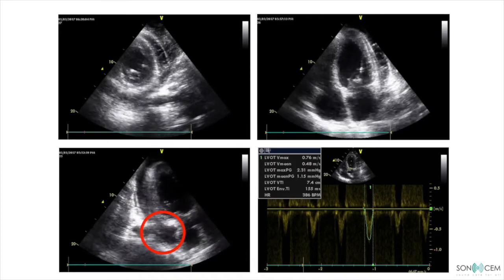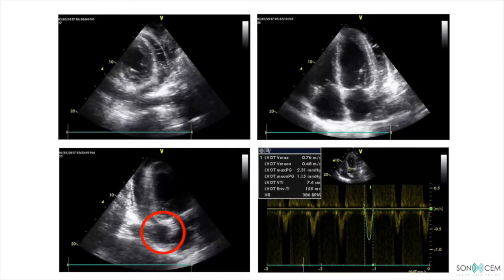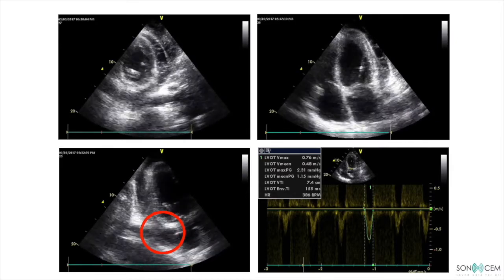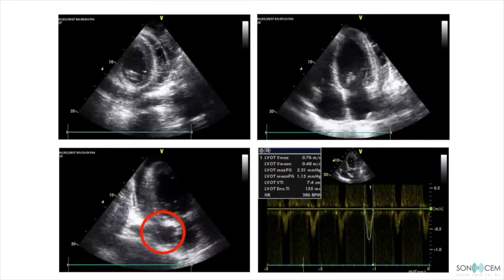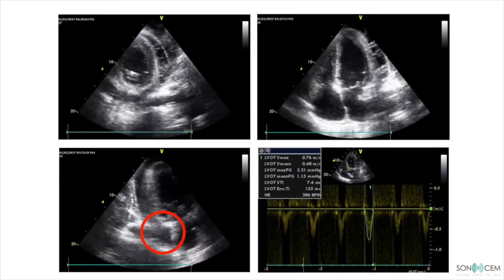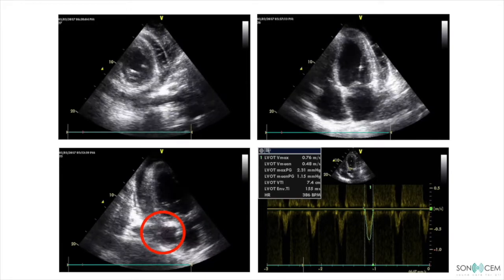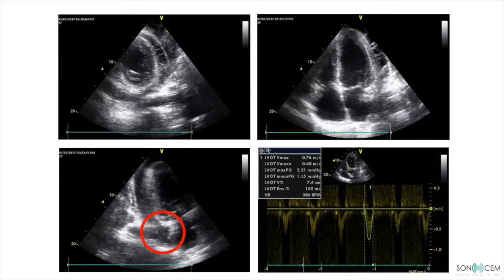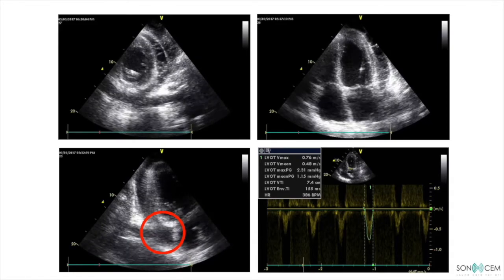We measured the stroke volume, or actually the surrogate to the stroke volume, which is the left ventricle outflow tract velocity time integral, which was only 7. The normal value is 14 and above. So we made the diagnosis of obstructive shock secondary to cardiac tamponade due to loculated effusion.